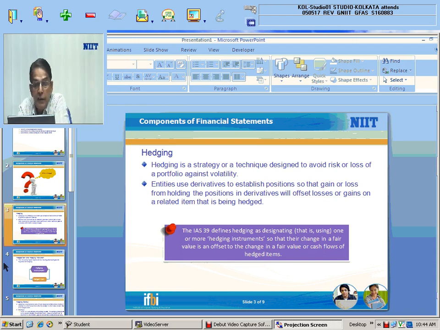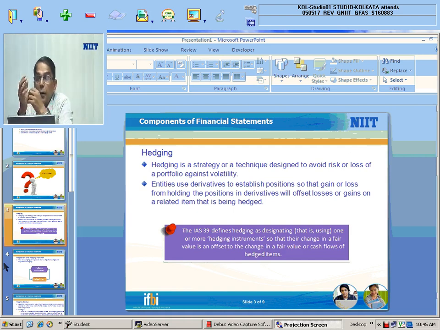Entities normally use derivatives to establish positions so that gains or losses from holding the positions in derivatives will offset the losses or gains on a related item that is being hedged. So we are talking of two things here: the item that is being hedged and the instruments used for hedging. The instruments are basically derivatives. IAS 39 basically defines hedging as designating one or more hedging instruments so that their change in fair value is an offset to the change in fair value or cash flows of the hedged items.